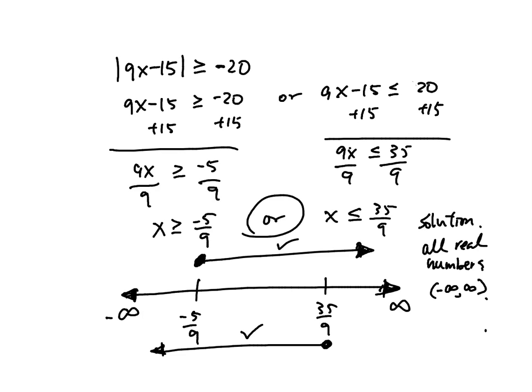Slightly different. Now, if you are able to pick this out from the beginning, that's fine too. Same idea. Absolute value is always positive. This positive number is always greater than or equal to a negative number, which means you can pick any number you want. So we have all real numbers as solutions. All right, this section is done.